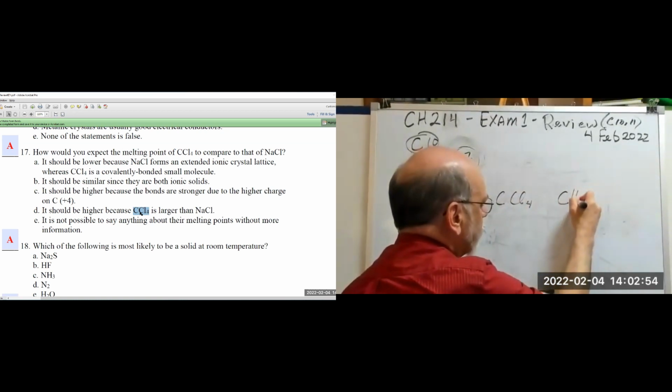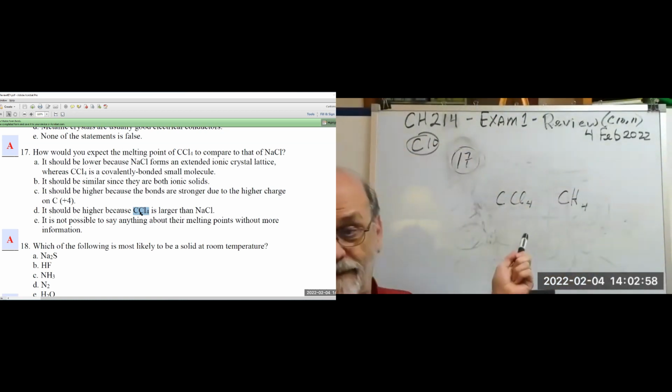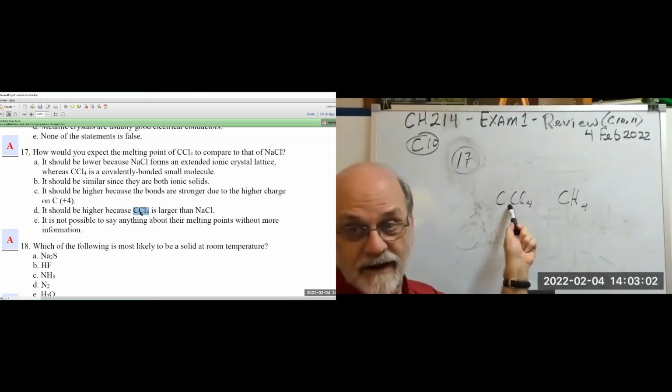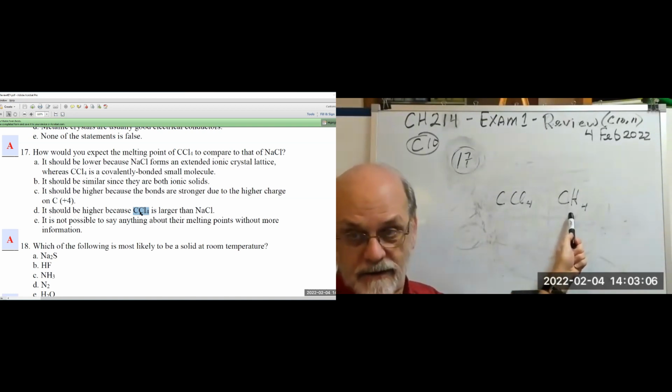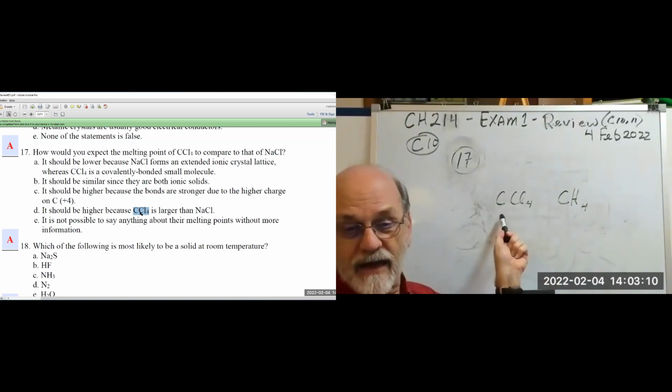Versus, right? These are both nonpolar, right? Tetrahedral structure for carbon tetrachloride and methane. This one has a higher melting point because it's a larger molecule.